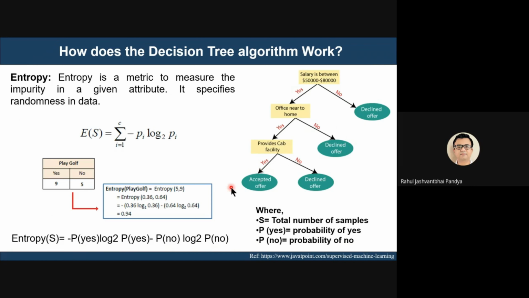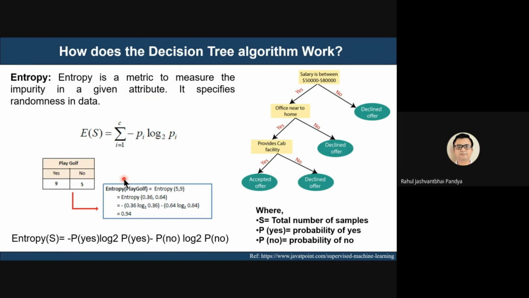What is entropy? Entropy is a metric to measure the impurity in the given attribute. It specifies the randomness in the data generally, and it is measured using this equation: E(S) equals the summation from i equals 1 to c of minus p_i log p_i.